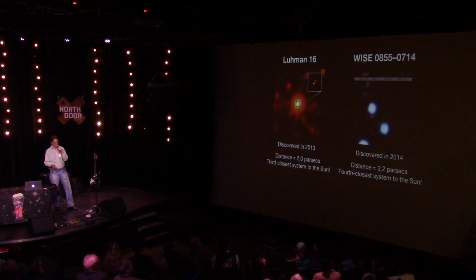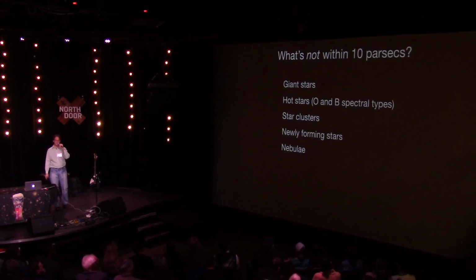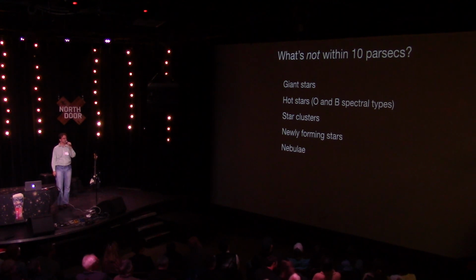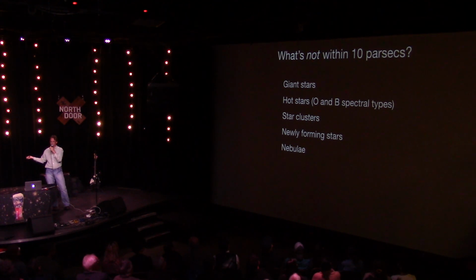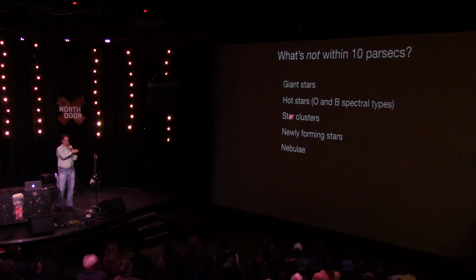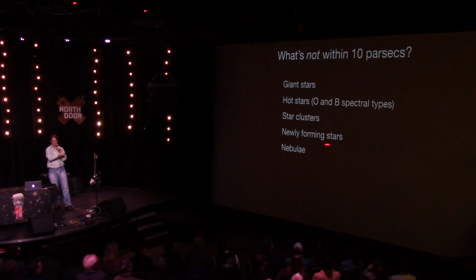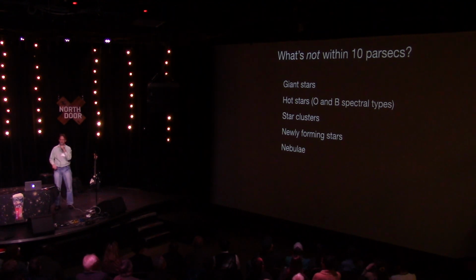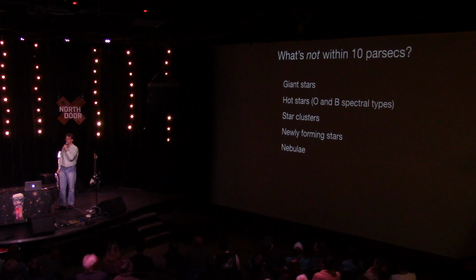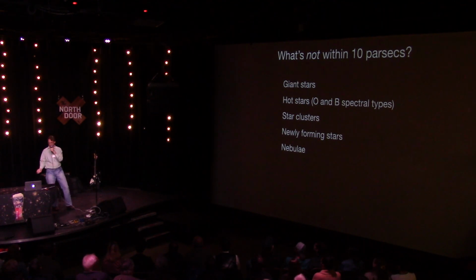So, to start to wrap up here, I want to highlight a little bit what is not within 10 parsecs. What didn't we see in our neighborhood? Well, none of the giant stars, none of the hot stars. They're more rare. They certainly exist, but they're just not as common. Cool things that you see through a backyard telescope, star clusters, newly forming stars, nebulae, none of those in our neighborhood. Again, they certainly are out there. They're just not as common as these cool stars and brown dwarfs.